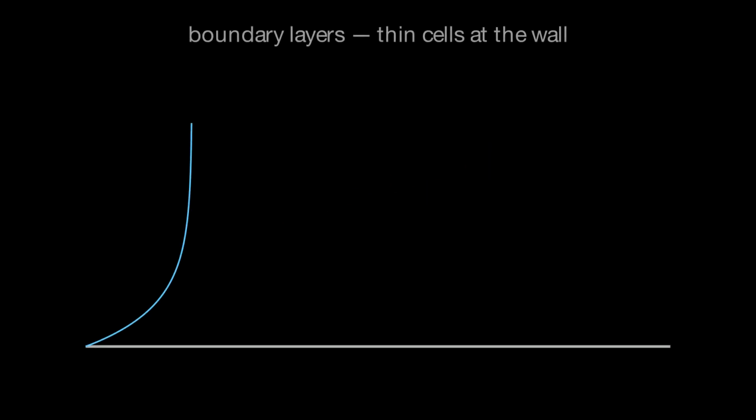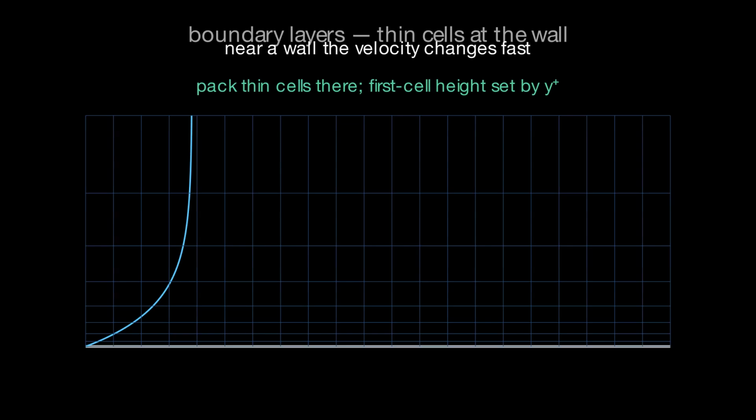The walls need care. Right next to one, the speed shoots from 0 at the surface up to full speed across a very thin layer. To resolve that, you pack thin cells against the wall and let them grow outward. How thin the first one is, you set with a number called Y+.